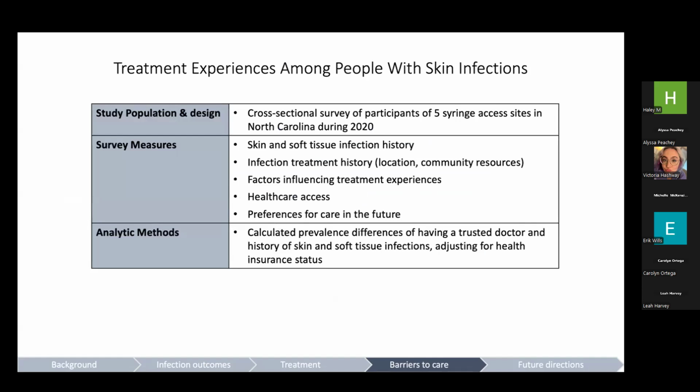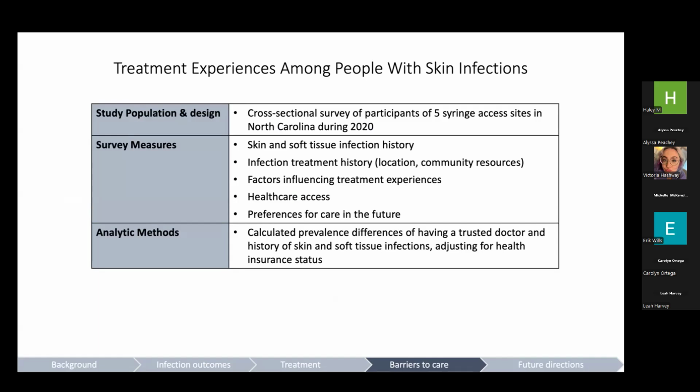So this study was really started as a partnership when I was at UNC, and we started a research collaboration with North Carolina Survivors Union, a harm reduction organization in North Carolina. The goal of some of the work we were doing was to come up with a few research projects that were in line with some of the things that they had been seeing in the community at that time, and really making sure that the research we were doing was relevant to what was happening in the community, particularly at the beginning of the pandemic.